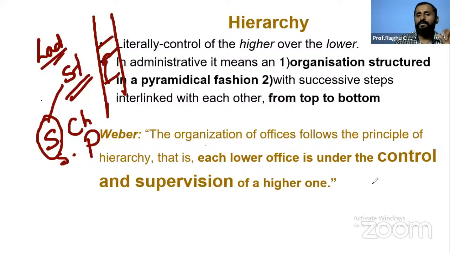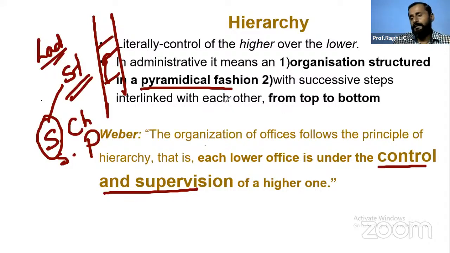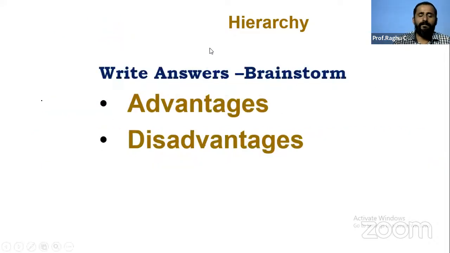So hierarchy means, first and foremost, control and supervision of the lower by the higher. Second, organization which is having pyramidal structure. Then there is interlinking of each step. These are the three important things which you should be highlighting. So now, what are the advantages and disadvantages? Think of it, brainstorm it, and you should be answering this tomorrow.